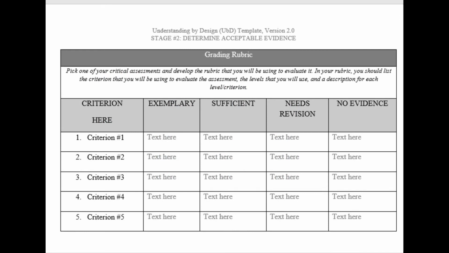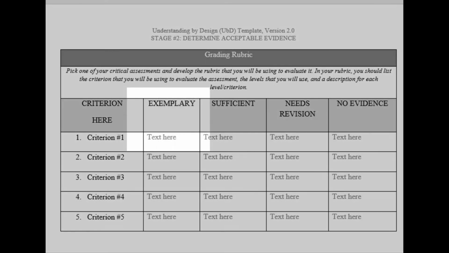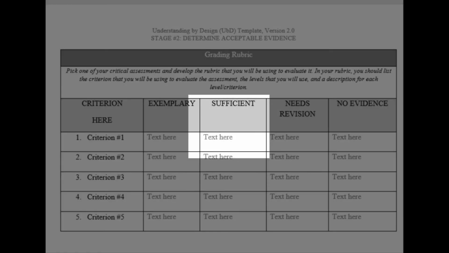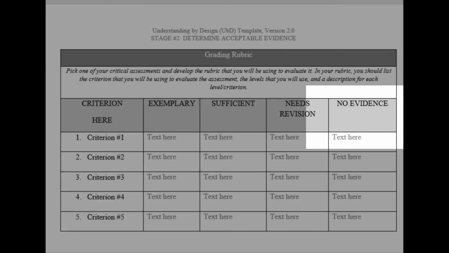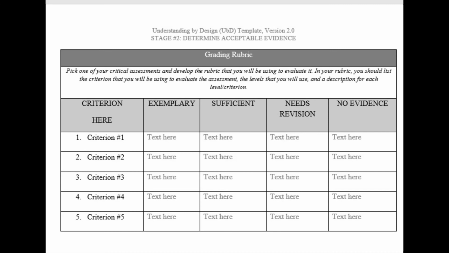For the grading rubric, you need to ask yourself, what does the final product need to look like? You're going to define the criteria, define what the best product looks like, and then whittle it down so that each of these columns has criteria as well until you get to what the worst product is going to look like. You want to provide enough information here that the students will understand what they need to do.